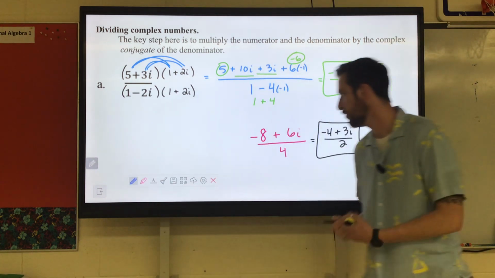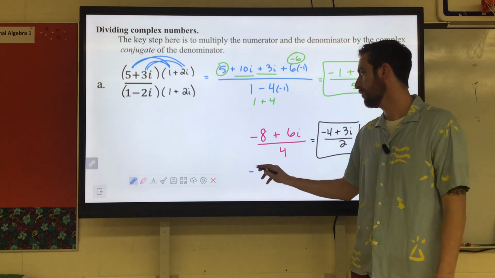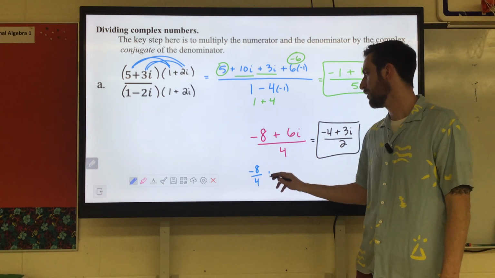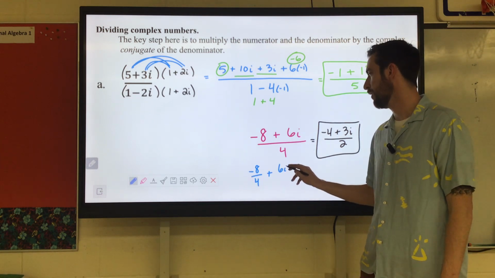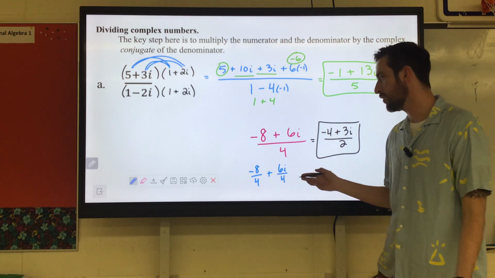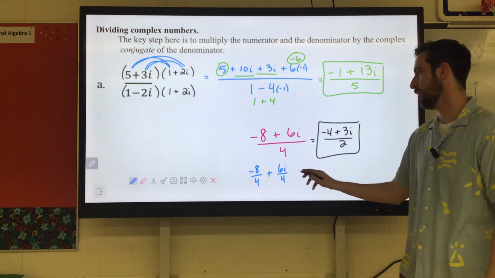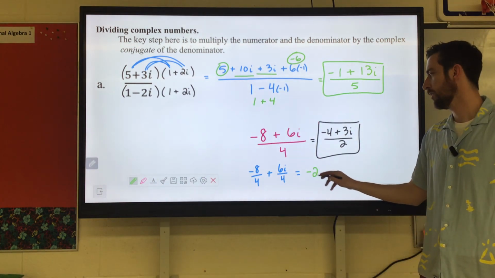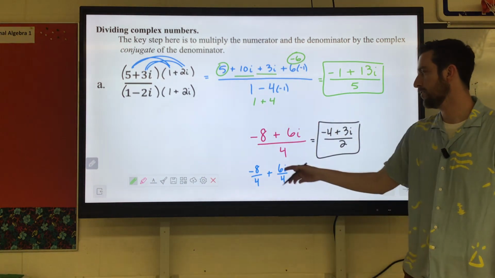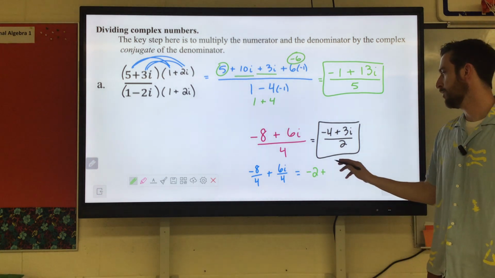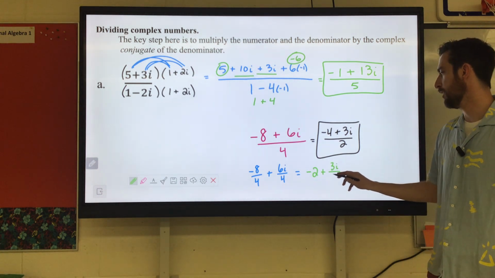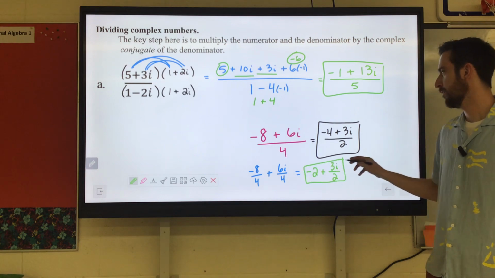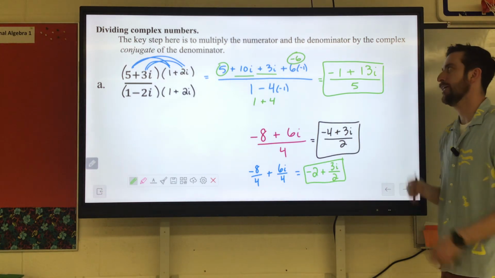Another thing you can do is split it into 2 fractions. Negative 8 over 4 plus 6i over 4. And you can simplify each of those, and it'll look a little different than what we got here. So negative 8 over 4 is just negative 2. And then you have this 6i over 4. That would be 3i over 2 if you simplified it. So you would have two different options if you can simplify.